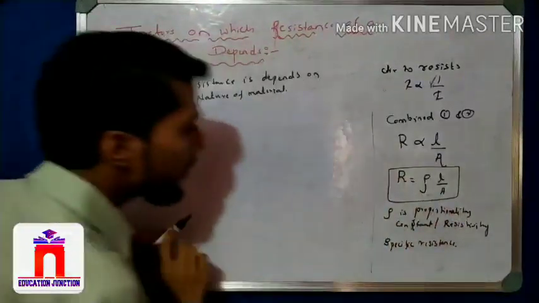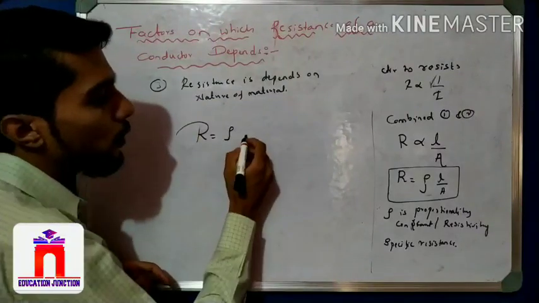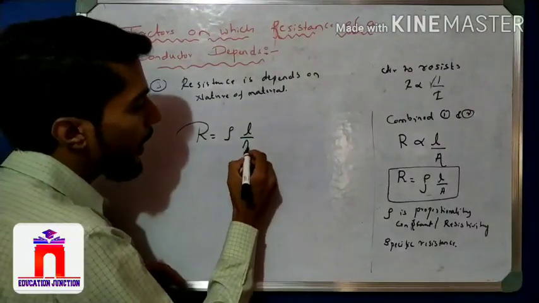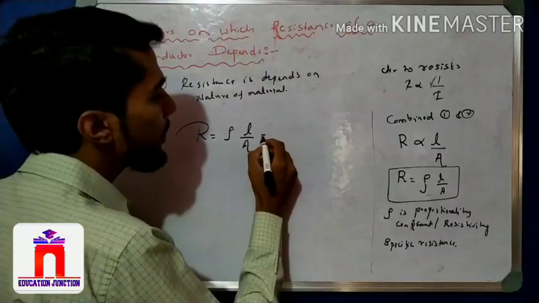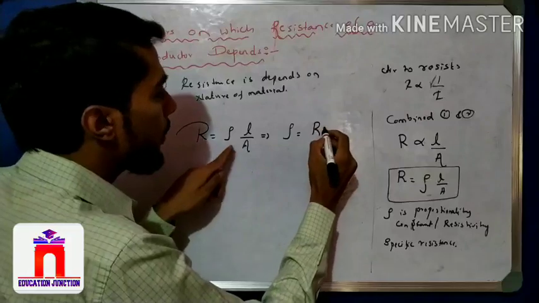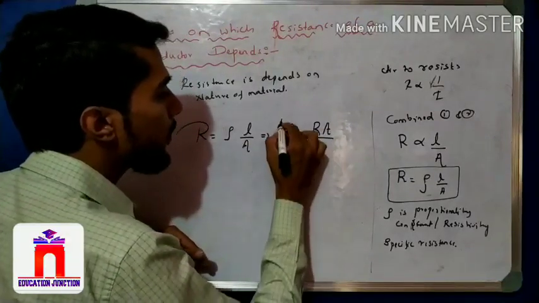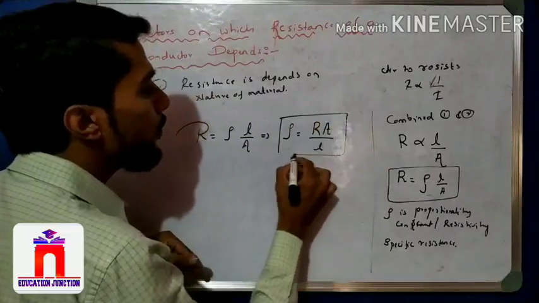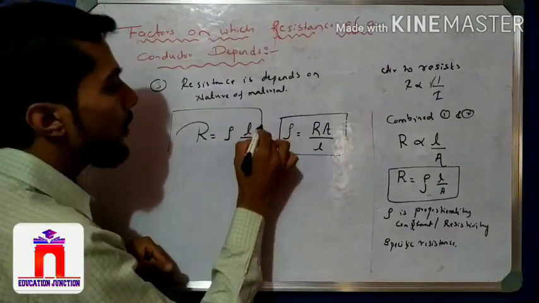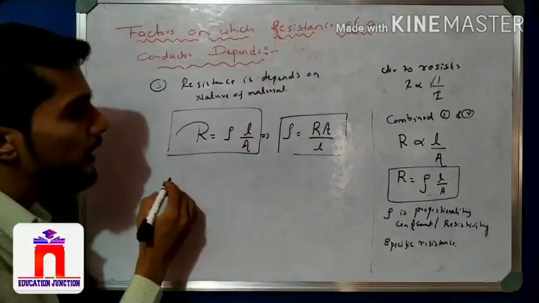That is, rho is equal to R A by L. R is equal to rho L by A, and this can also be represented as rho is equal to R A by L, where L is in the denominator. This is also an important formula. Now students, I will write here about all the terms.